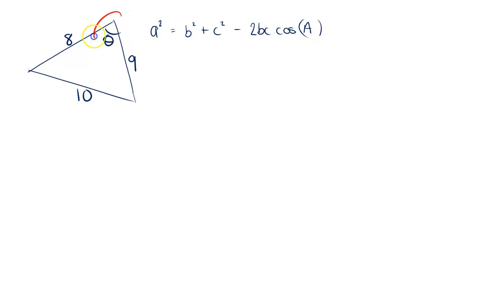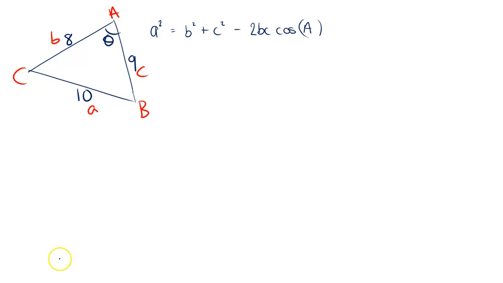So because I'm looking for this angle, I want to label this one as being capital A, and so therefore the opposite side is going to be the lowercase a. That's the only bit that's super important, because as before, it doesn't really matter which way around we label these. The cosine rule will do the same thing for us. Okay, so once you've labelled your triangle, it's a case of substituting in.